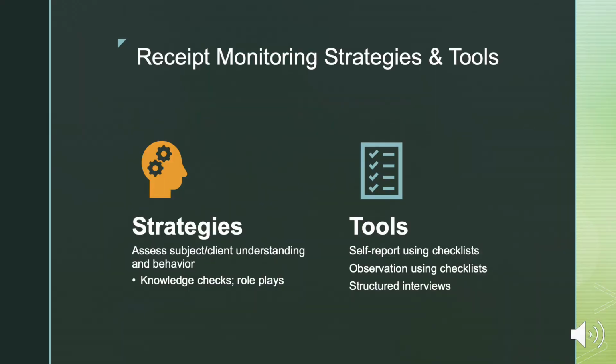So again, that might come from assessments and knowledge checks. It could be from self-report checklists. It can be through observations. It can be through interviews. But really, we want to assess whether the people who are the intended beneficiaries are actually getting what they're supposed to be getting out of the program.